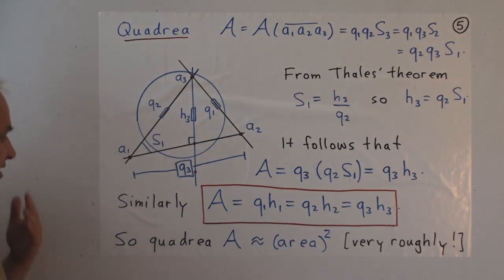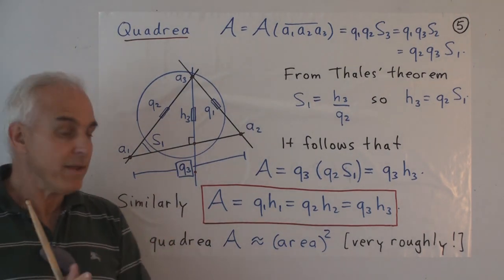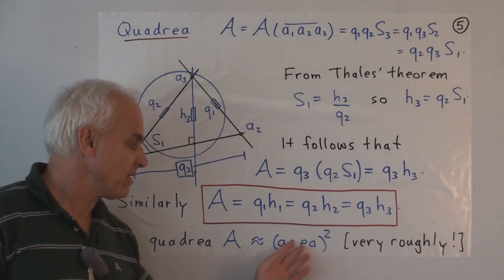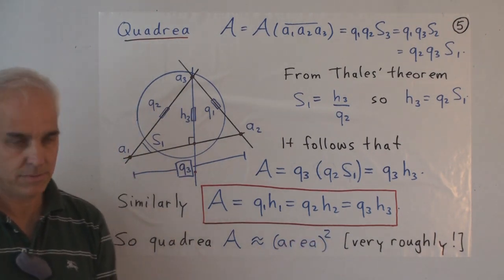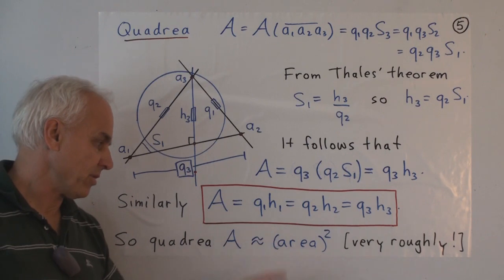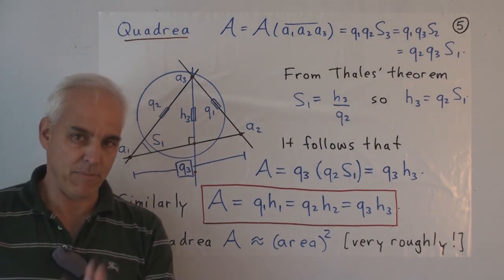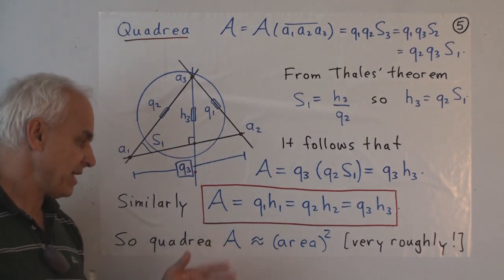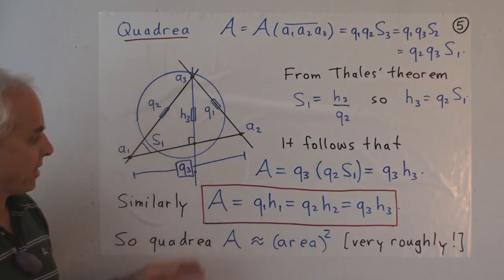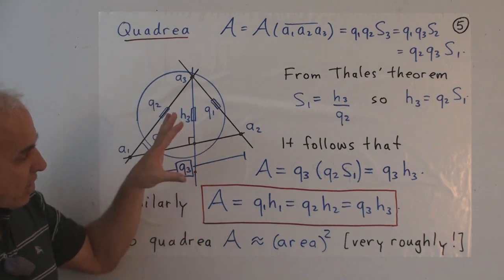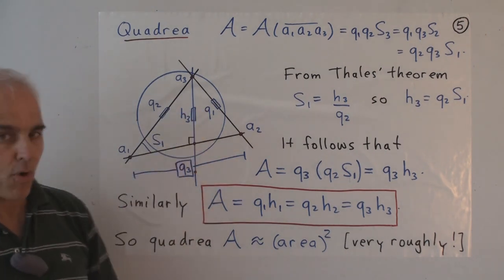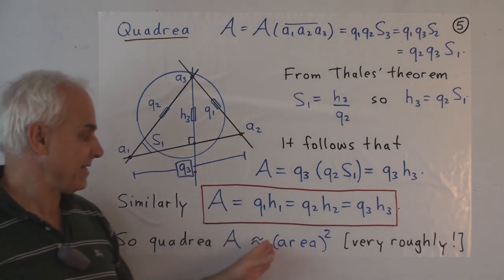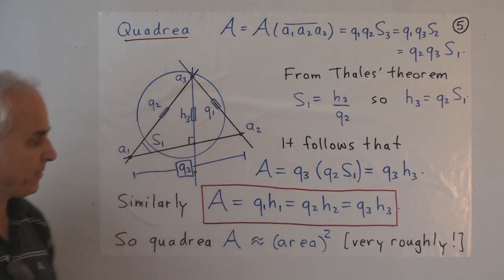Which at least suggests in our mind that very roughly we should think of the quadrea as being somehow analogous to the square of the area. Well, maybe proportional to. We haven't defined the area of a hyperbolic triangle. But nevertheless, in the Euclidean case, it turns out that the quadrea, which is not quite the same here, there's a factor of 4 difference, but it turns out to be exactly 16 times the square of the area.